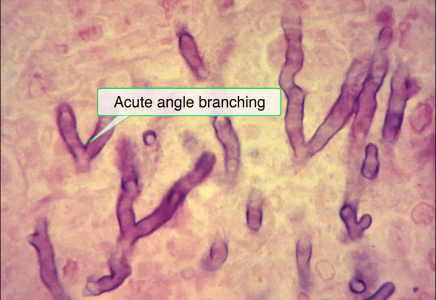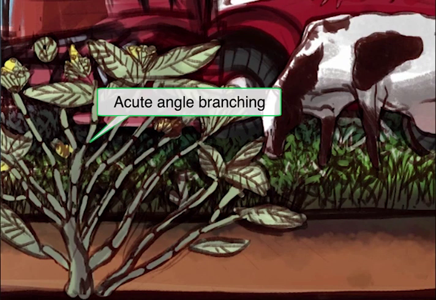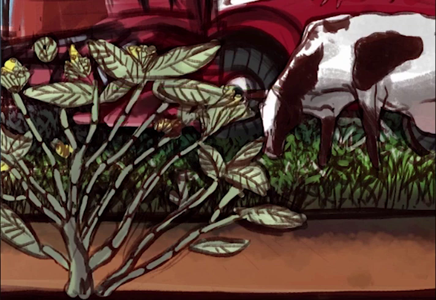We'll help you remember this in two ways. First, notice we've drawn in these stems of the peanut plant here to illustrate acute angle branching. The angles between the stems are definitely under 45 degrees. See how we've also drawn in these septations here as well?